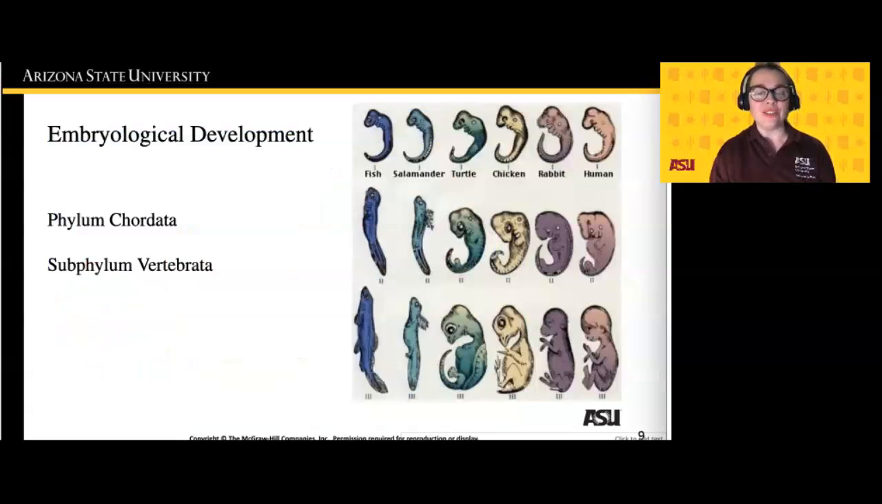Developmental homologies also show evidence for evolution. Looking at phylum Chordata, subphylum Vertebrata, we can see the similarities during embryologic development between these organisms: a fish, a salamander, turtle, chick, rabbit, and human. This reinforces the idea that they share ancestry and developed from the same lineage. During development, each organism has a post-anal tail, a notochord, which becomes the vertebral column, a hollow nerve cord running down the dorsal side that becomes the central nervous system, and pharyngeal or gill slits.